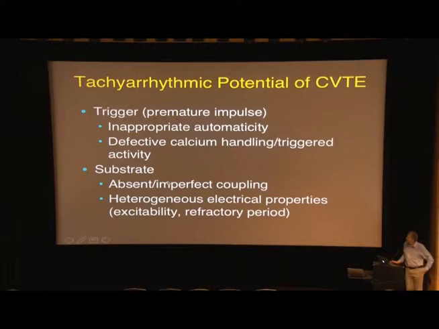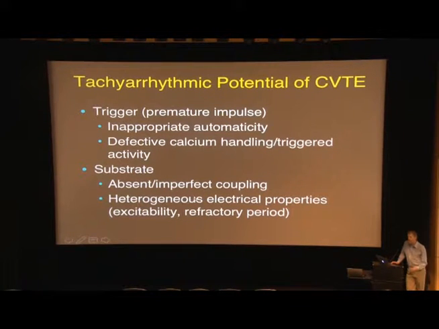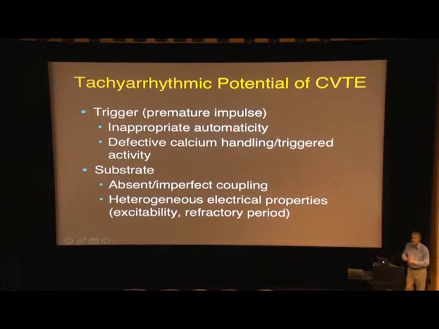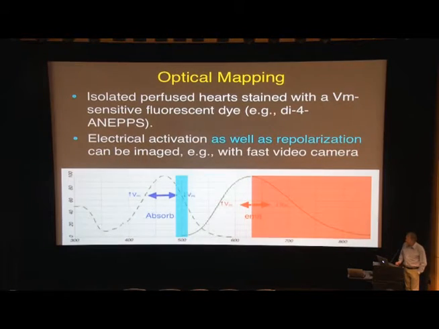So long story short, cardiac waves don't like heterogeneity. If you have some kind of a therapy that's going to give you either absent or imperfect coupling or heterogeneous electrical properties, wavefronts have a lot of potential to fragment and break, and re-entry can form. You can also get inappropriate automaticity, triggers that can also cause arrhythmias from other mechanisms. So mapping is a tool that can help to diagnose that.